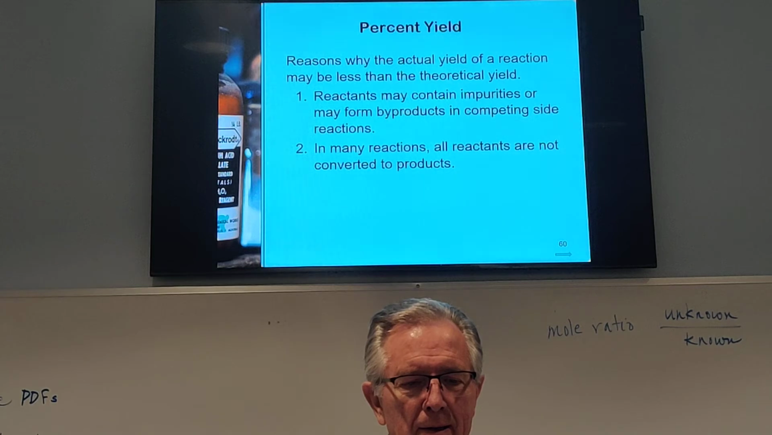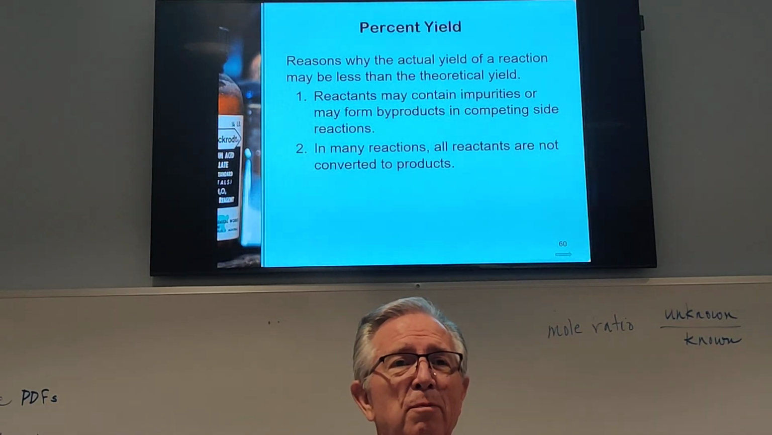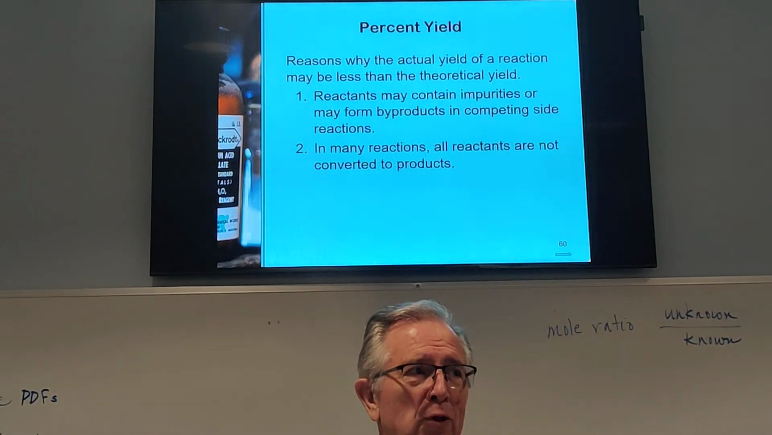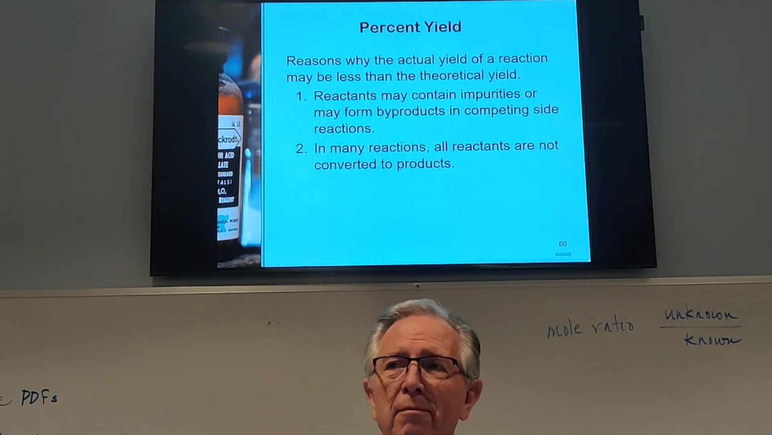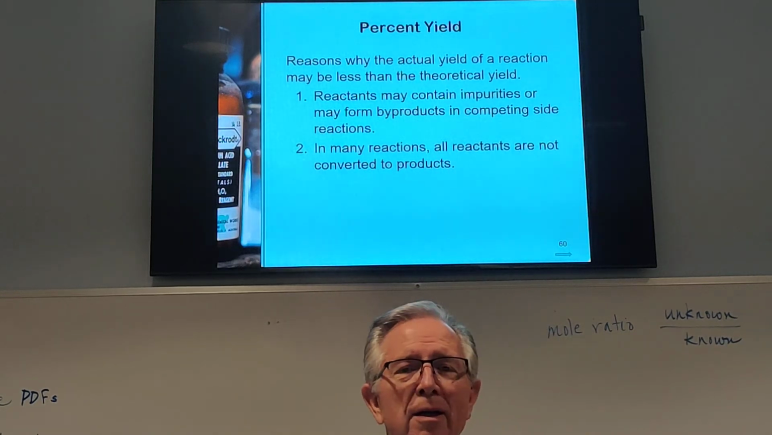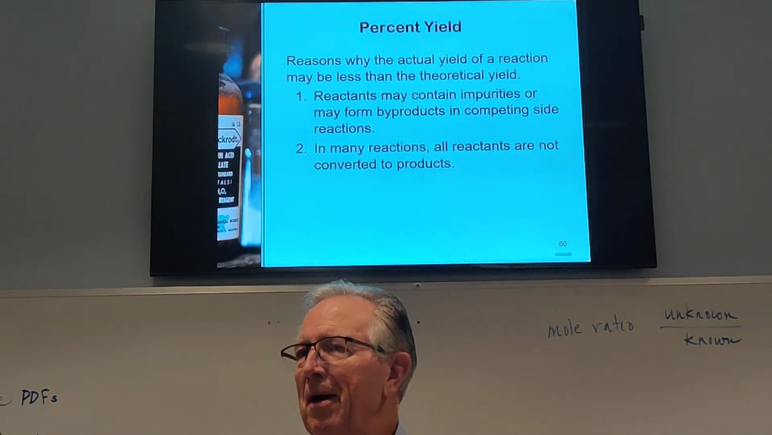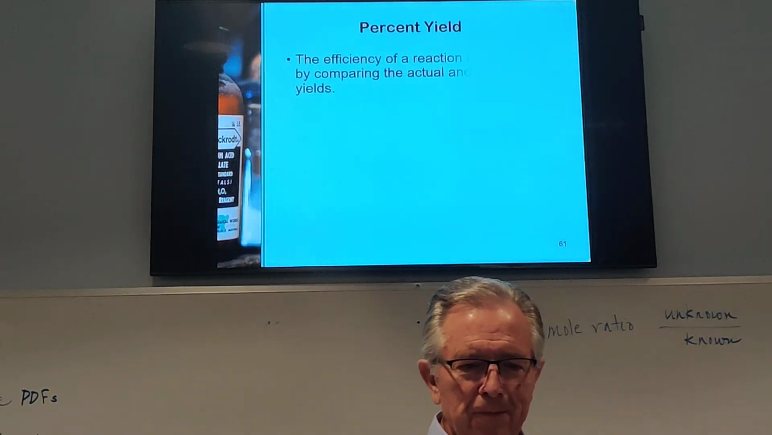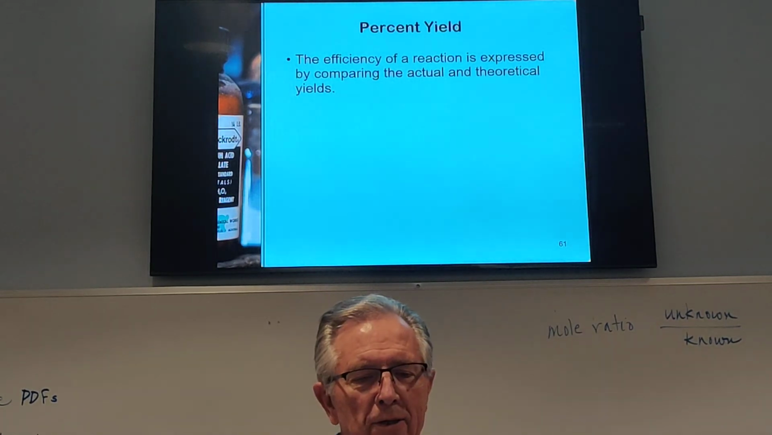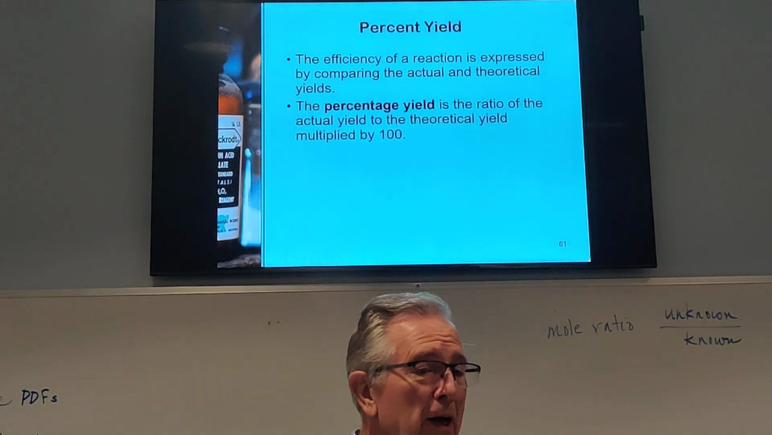Not all the reactant might be converted into products. Like for instance, when you burn gasoline in your car engine, it would be nice if all the gasoline would get totally burned up. But it doesn't. We only use about 40% of it. 60% of it is not converted into the products I want, carbon dioxide and water, remember? So the efficiency of a reaction is expressed by comparing the actual yield to the theoretical yield. It's just a part divided by a whole.